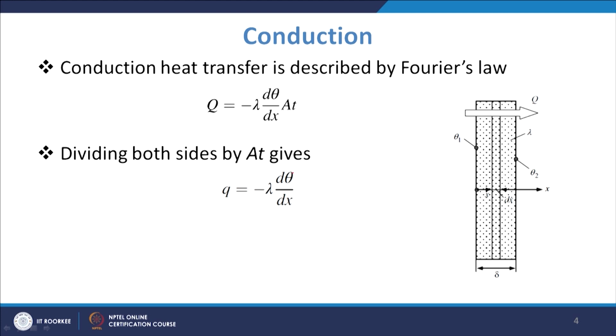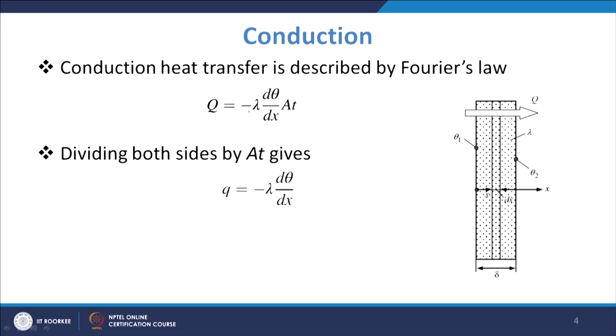Now, the minus sign, as you know, we normally give this minus sign because the d theta term is negative. Theta 2 minus theta 1 will be negative in this case. That is why we put the minus, so that altogether you have a positive term.